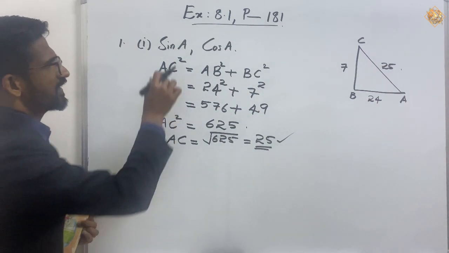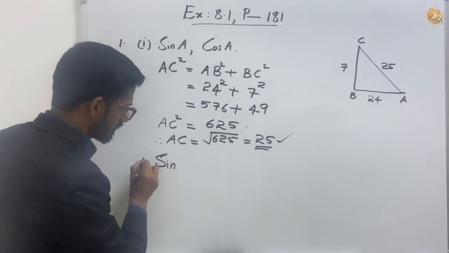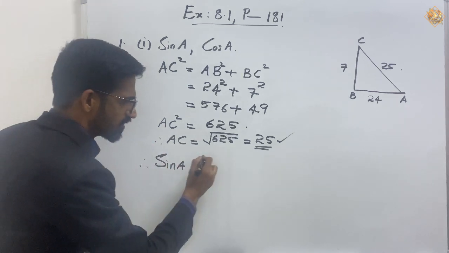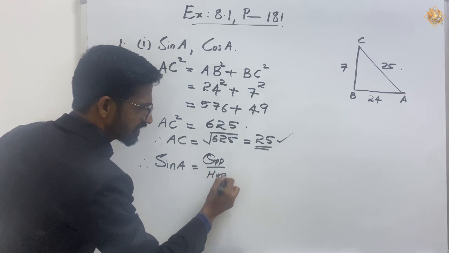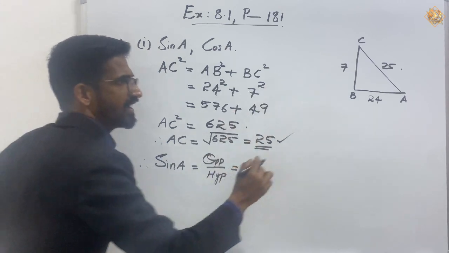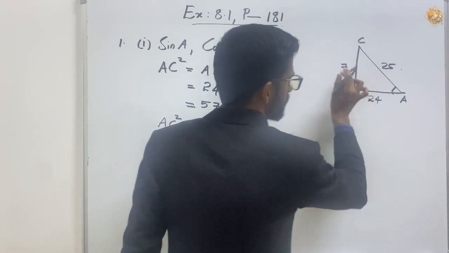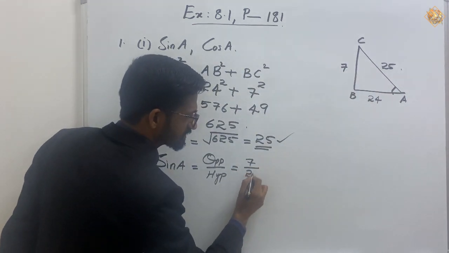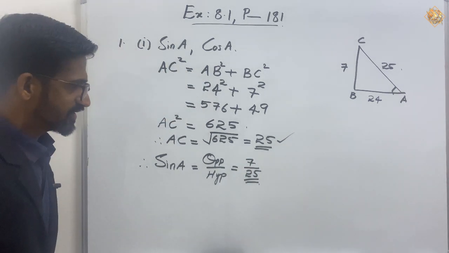Now we are asked to find sin A. Therefore sin A, by definition sin is opposite by hypotenuse, isn't it students? Here is angle A, so the opposite of A is 7. By hypotenuse, we found it is 25. So sin A is 7 by 25.